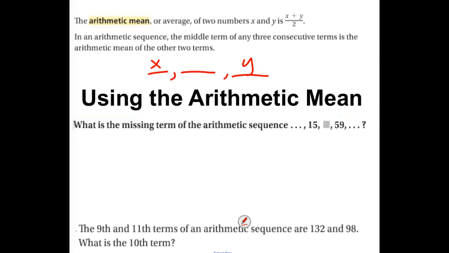Okay? And it doesn't have to be the first. There could be numbers in front here or on the end there. But if I take a sequence that's arithmetic and pick any 3 consecutive numbers, the middle one is the arithmetic mean or average of the other 2. So in this example, it says, what is the missing term for the arithmetic sequence? We have 3 consecutive numbers. I'm looking for the middle one. I simply have to average the other 2 terms.